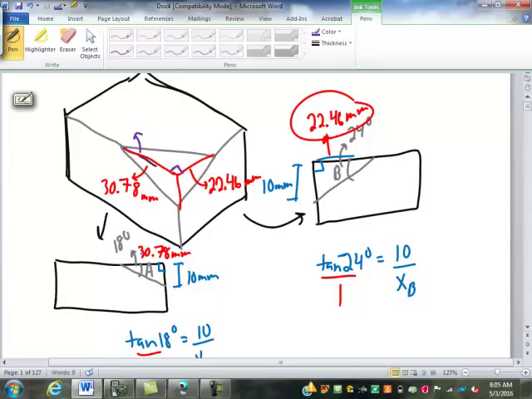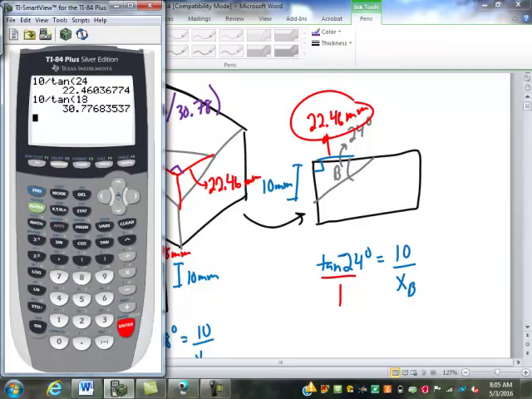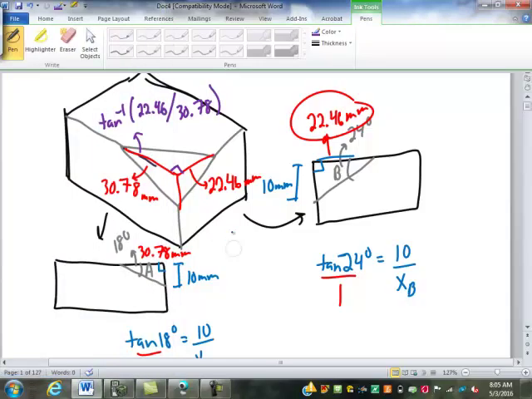Well, this is a right angle in the corner, correct? So since that's a right angle in the corner, this is going to be the inverse tangent of 22.46 over 30.78, opposite over adjacent. Giving us 36.12 degrees. That's our angle of rotation. So R is 36.12 degrees.